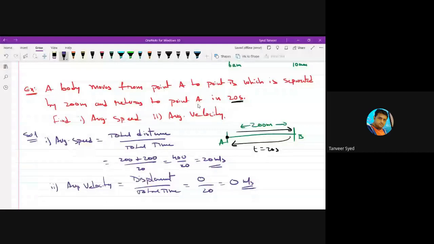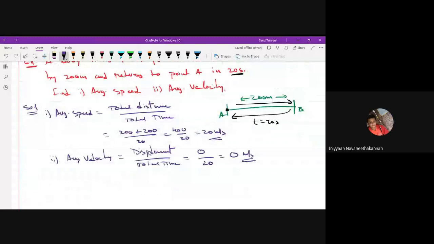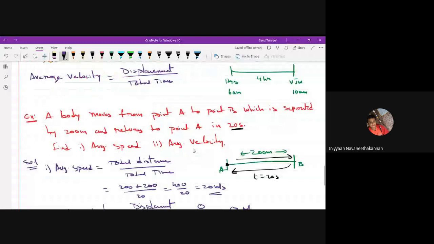Right. So try to finish the 2 homework questions which you have. Sir, so the object from point A to point B to point A takes 20 seconds to move? Total journey takes 20 seconds. Okay, sir.